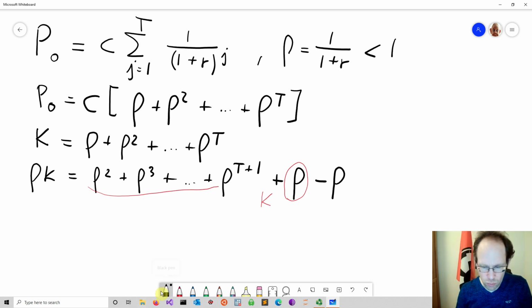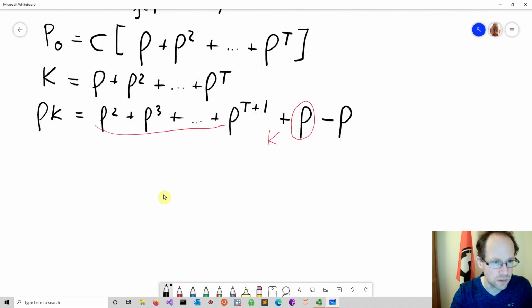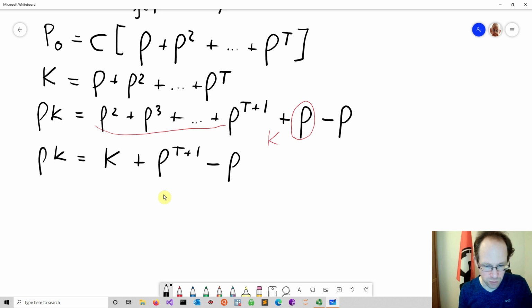Good. So what I can do now is rewrite this as follows. This is rho K, and then I obtain K again, plus rho to the power of T plus 1, minus rho. So it is permitted to write it like this.